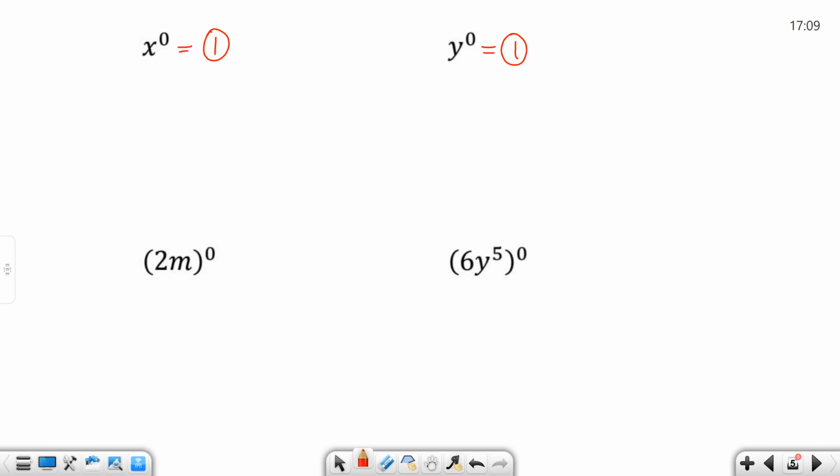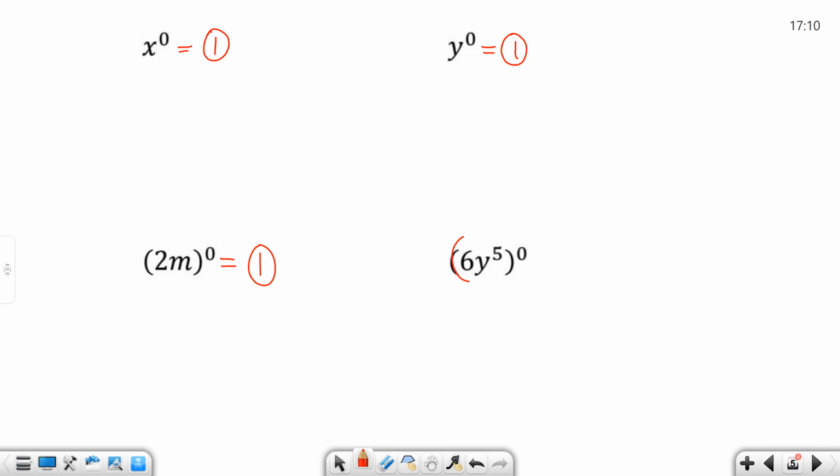So look at the next one, 2m. Now look, here's where you got to be careful. You have 2m, that's two factors there. What's being raised to the 0 power here? Well, because it's in parentheses, all the stuff in the parentheses is being raised to that power. So if that's the case, it's all raised to the 0. Anything raised to the 0 is 1.